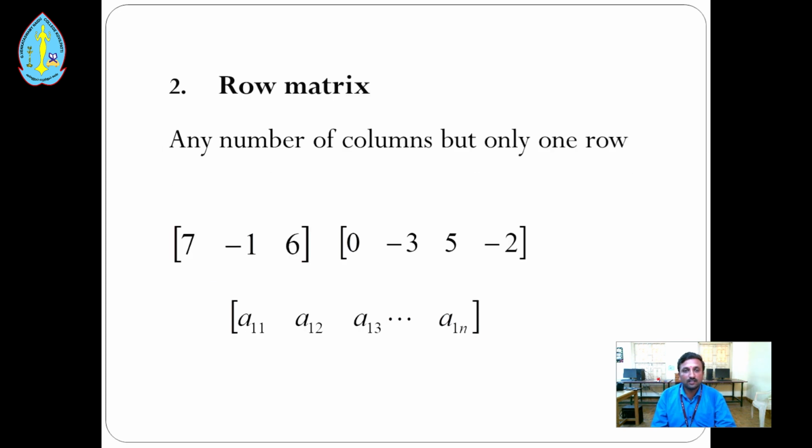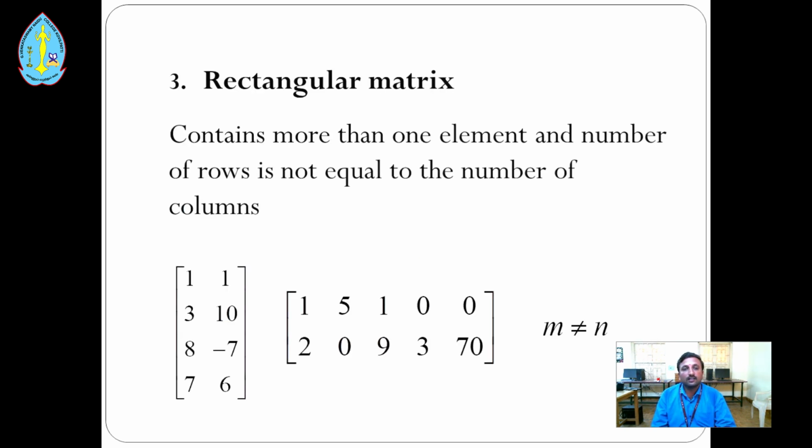The next one is row matrix. Any number of columns but only one row. The number of columns is multiple and the number of rows is exactly 1, called row matrix. The third one is rectangular matrix. If the number of rows and the number of columns are not equal, then the matrix is called rectangular matrix. The first example is 4 cross 2 matrix and the second one is 2 cross 5 matrix. This is called rectangular matrix.